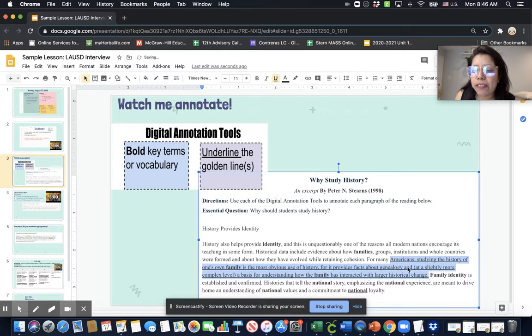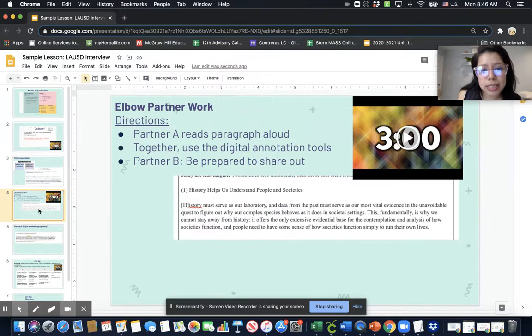Okay, I feel in this one sentence, it talks about families, it talks about nations, which is Americans, and it talks about how those two kind of groups are able to find their identity through history. Okay, I'm going to go ahead and ask you and your elbow partner to take 3 minutes to also read aloud, find the annotation tools. Go ahead and take about 3 minutes. You may begin now.